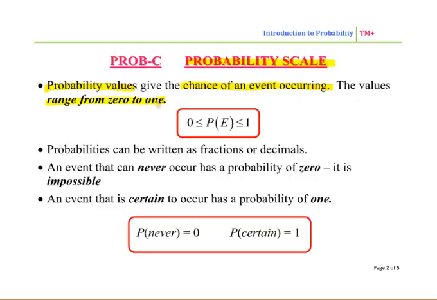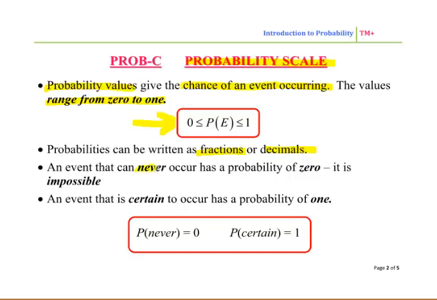Either an event doesn't occur, which would be a probability of 0, or the event is certain to occur, which is a probability of 1. So you can see this expressed here. 0 is less than or equal to the probability of E, which is less than or equal to 1. Probabilities can be written as fractions or decimals. Some people may express a probability as a percentage as well.